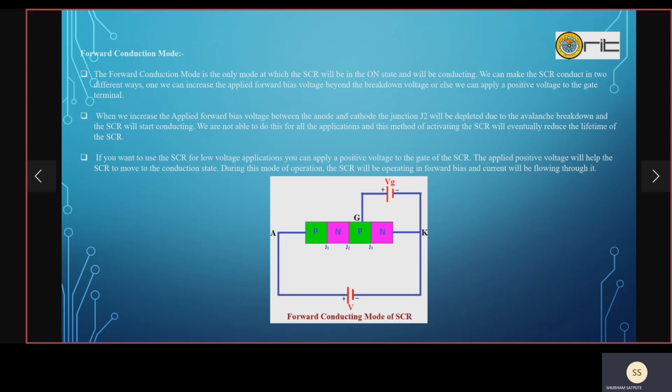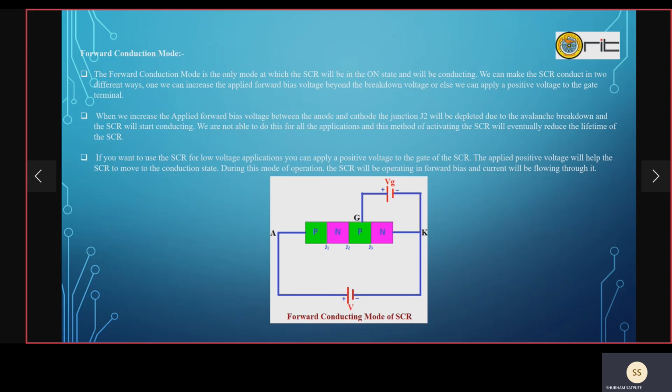When we increase the applied forward bias voltage between the anode and cathode, the junction J2 will be depleted due to the avalanche breakdown, and the SCR will start conducting. We are not able to do this for all applications, and this method of activating the SCR will eventually reduce the lifetime of the SCR.